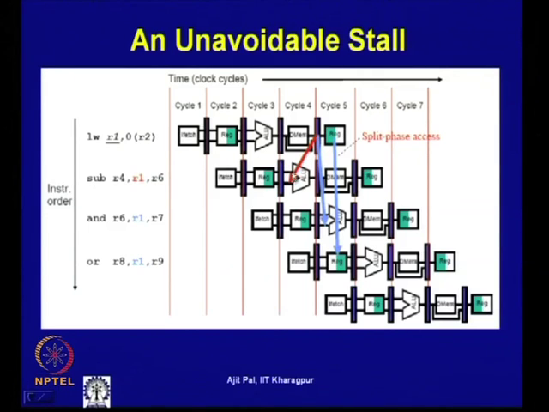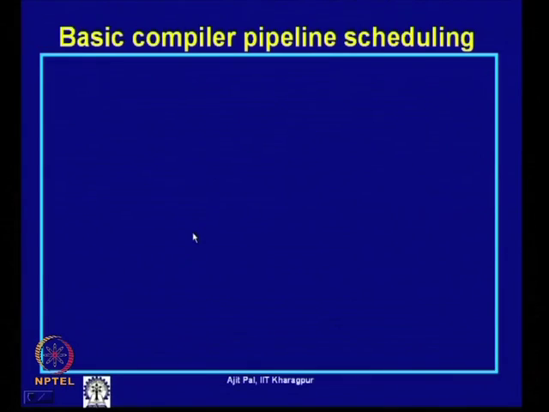So, in this particular situation, there will be a hazard, and this hazard cannot be overcome by bypassing. So, you have to introduce a stall to overcome this situation. However, the subsequent reading of operands will take place from the register. So, this will lead to a stall which we call unavoidable stall. This type of stall will be present whenever you are reading an operand from a memory and that is being used in the next cycle. However, whenever it involves ALU operations, then this problem will not arise. Okay. So, this is all about the data hazards.